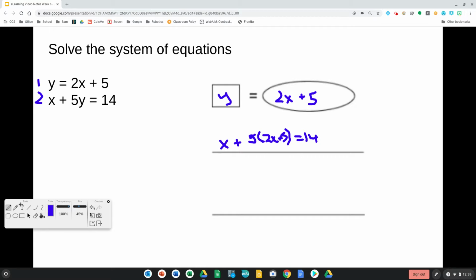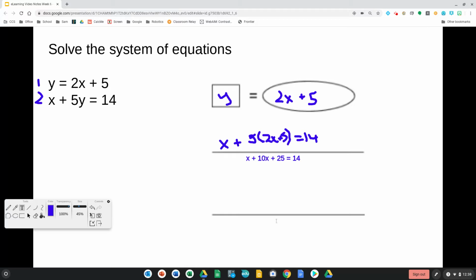Again, that's a little bit more complicated than the last one, but it's still an equation that we've been pretty much solving since the beginning of the year. Let's go ahead and solve that equation, and what would you get? The first thing we should have done is distribute, and so when you distribute here, you get x plus 10x plus 25 equals 14. You subtract the 25 over, and that gives you negative 11, and so we end up with 11x equals negative 11.